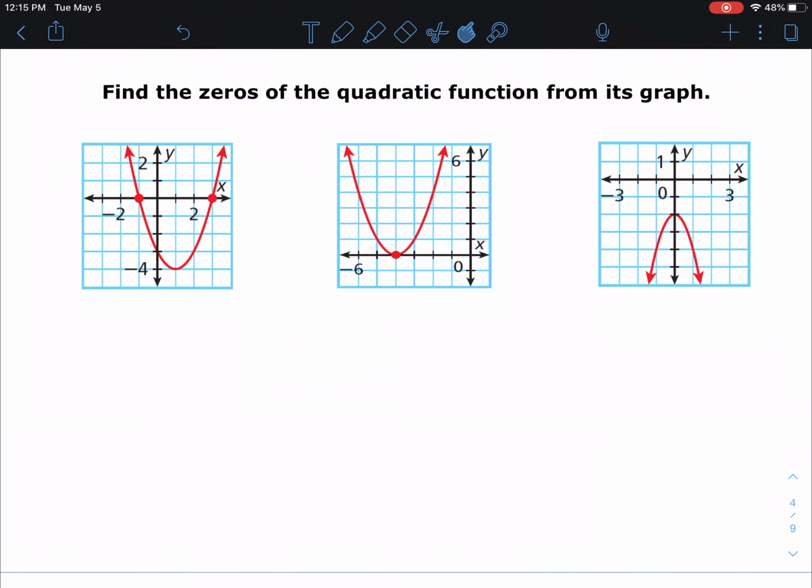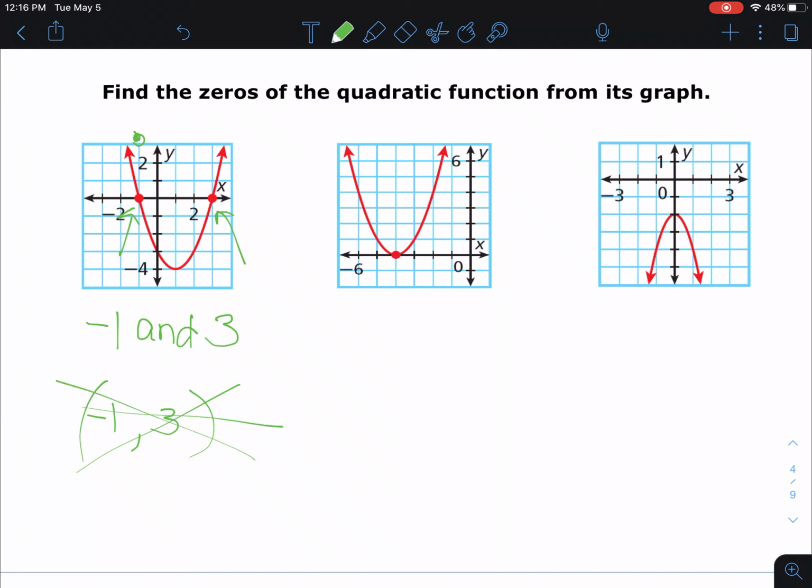Now with quadratic functions, sometimes you'll have 2 zeros, sometimes you'll have 1, and sometimes you won't even have any. So let's just look at this first graph on the left here. So the 2 zeros are where they cross the x-axis. So there are 2 of them. This one looks like it's at -1 and at 3. When you write your zeros, if there's 2, don't do this. Okay? You don't want to do that because that really means -1, 3 is actually this point right here. We don't want to say that. What we're trying to say is there are 2 different ones here, so don't do that.